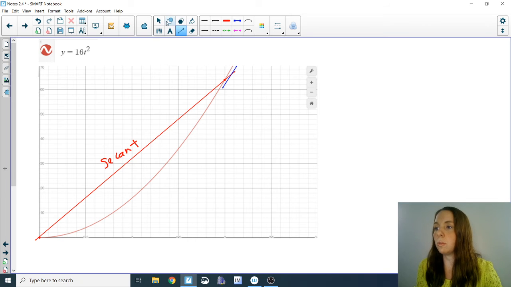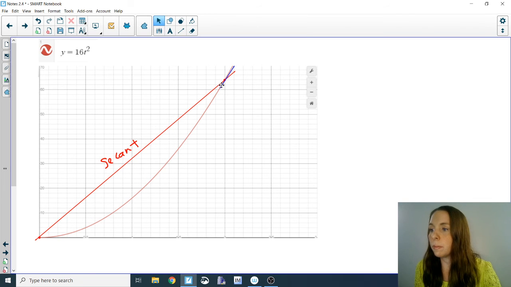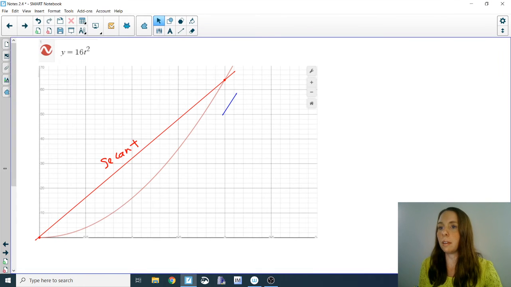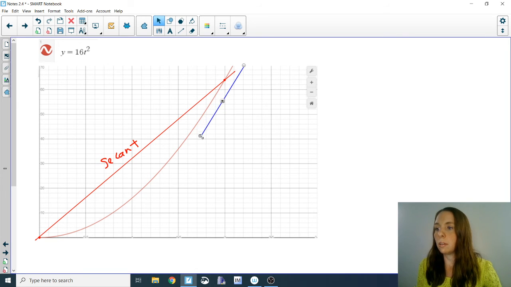All right, that didn't work, but I can move it. That's finding the slope of that line. Okay, I wonder if I can make it bigger. Yeah, I can make it bigger. All right, that'll have to do.